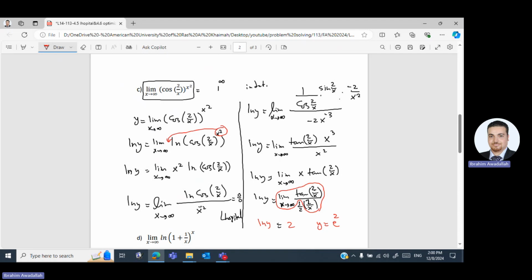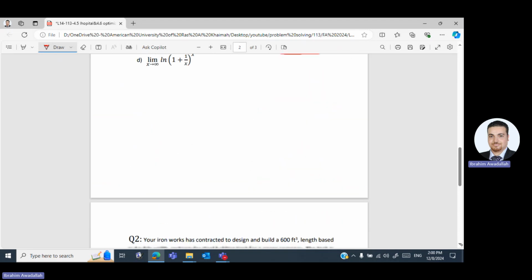Or maybe here you can use L'Hopital rule again, but I believe we took it before, so there's no need to use L'Hopital rule again. So the answer will be e to the power 2 for this question. It's a good question, not an easy one.